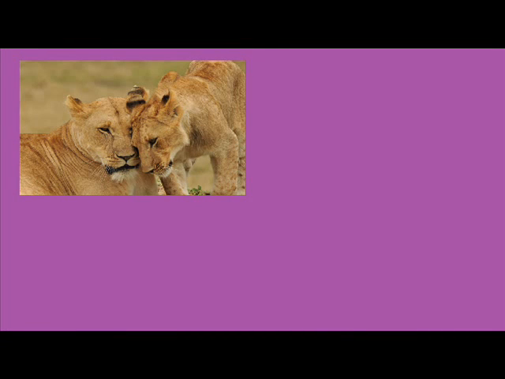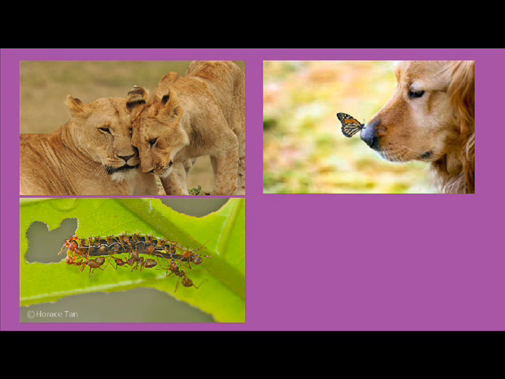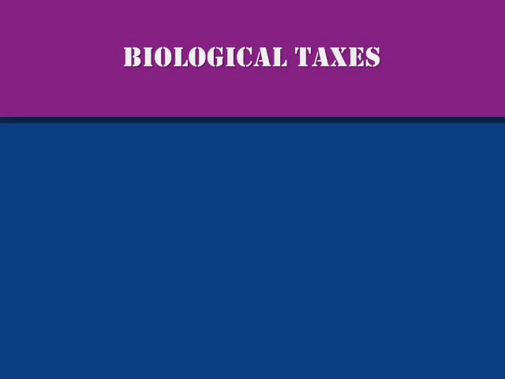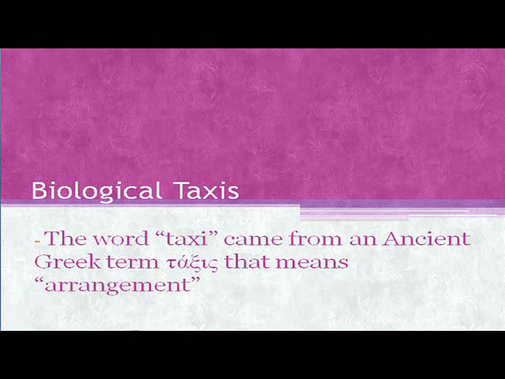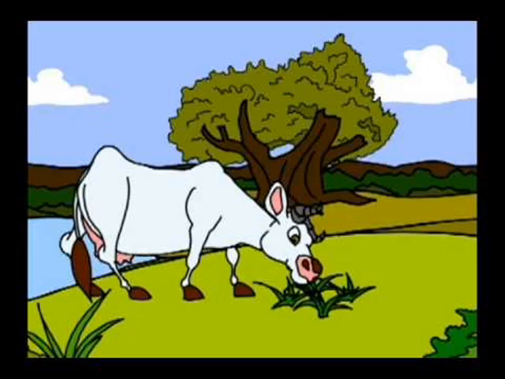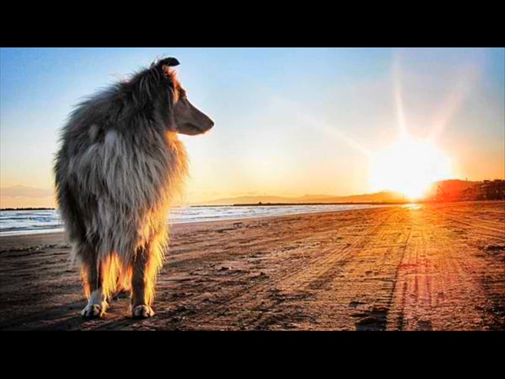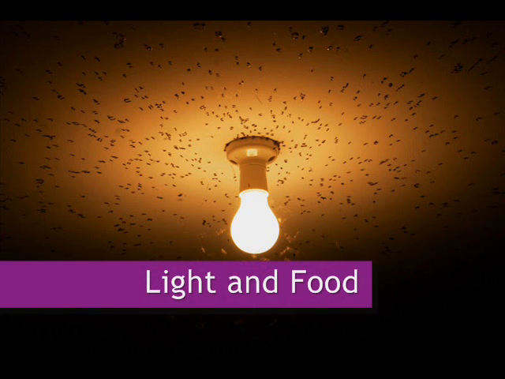Animal behavior. Animal behavior is anything an animal does involving action and response from a stimulus. The word taxi came from an ancient Greek term that means arrangement. Its plural form is taxes. It is the movement of an organism in response to a stimulus such as light or the presence of food.